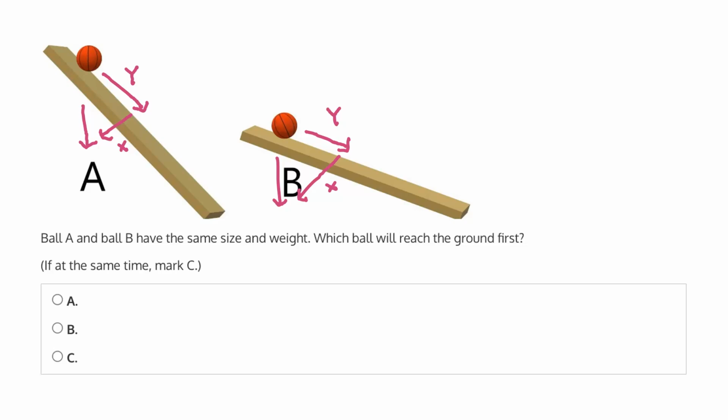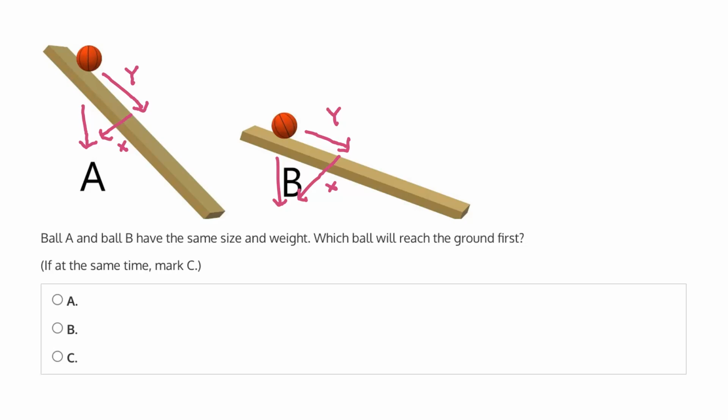Now, what do we see? Well, we see that in A, where we have a steeper plank, the y component of the weight is larger compared to B, which means that it will travel faster towards the ground. Comparatively, in B, we see we have a larger x component than y component, which means it's going to reach the ground much more slowly.